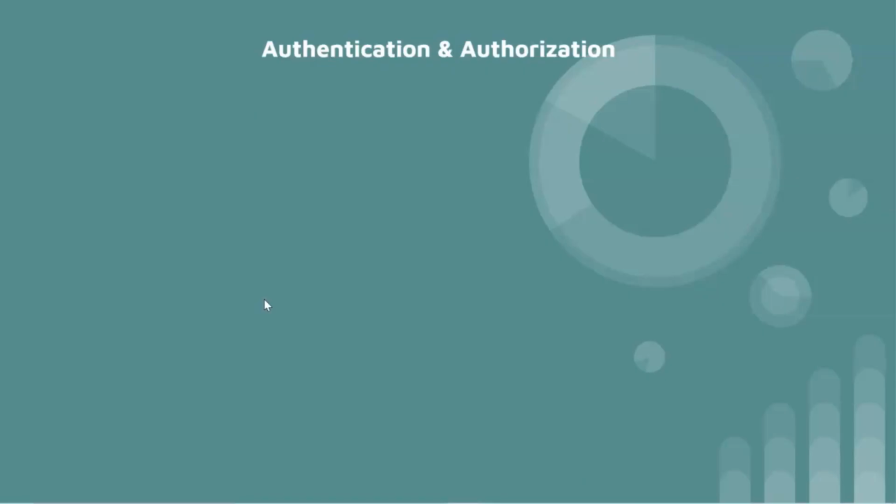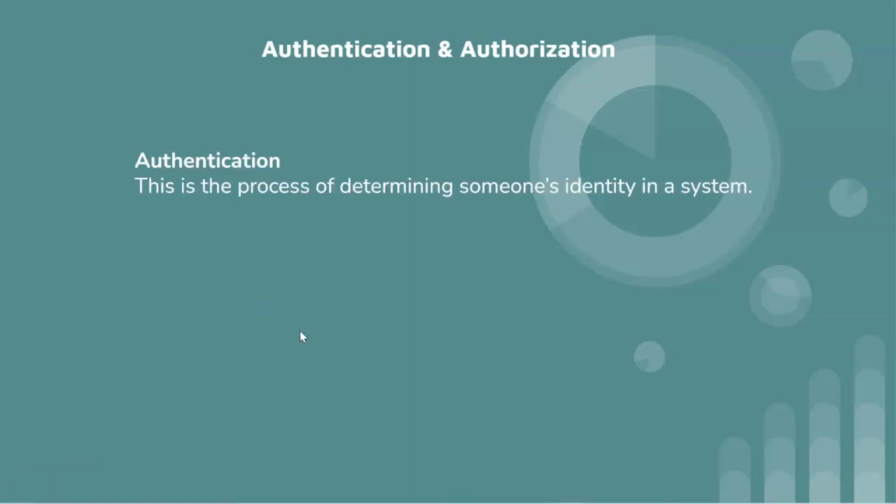Before we start, let's understand what is authentication and authorization. Authentication is the process of determining someone's identity in the system. When a person logs into a website by providing credentials, the system checks if that person exists in the database or not. If the person exists in the database, the system authenticates the user. Otherwise, the user is denied authentication.